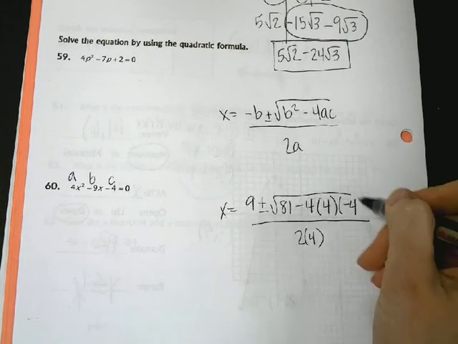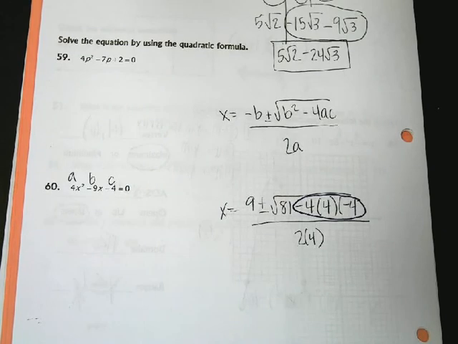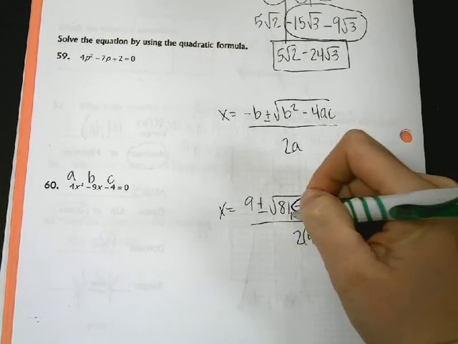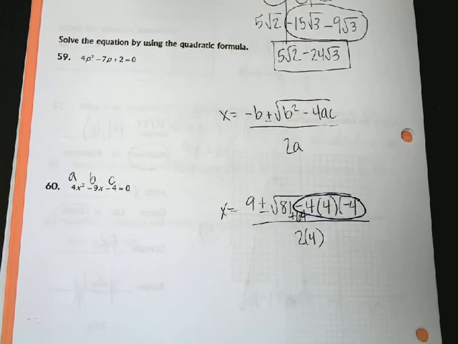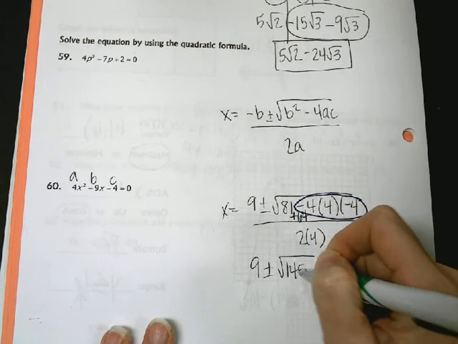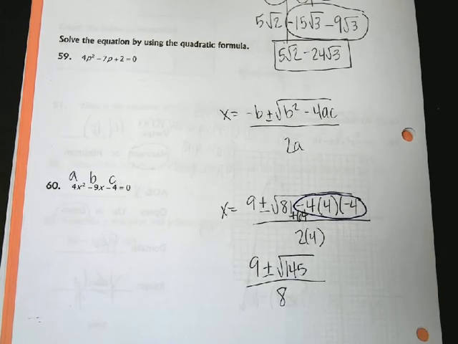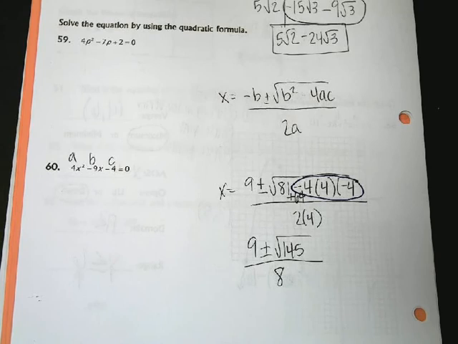You just want to simplify from here. The first place to simplify is this multiplication inside your radical. Negative 4 times negative 4, which is 64. And it's going to be a positive 64. So I'm just going to write plus 64 to remind myself that inside my radical, I want to add 81 plus 64. So inside my radical, I'm going to get 145. All over 2a. 2 times 4 is 8.